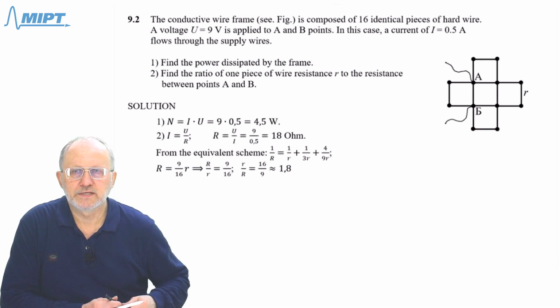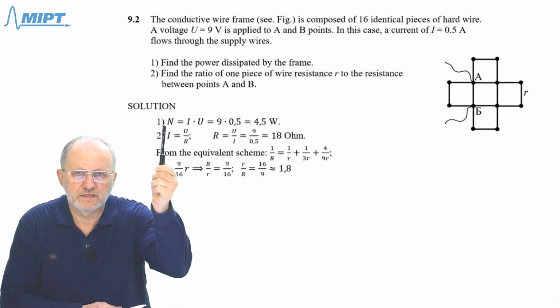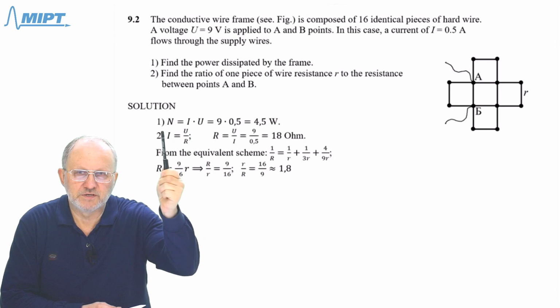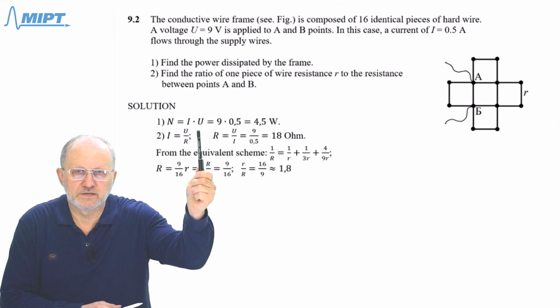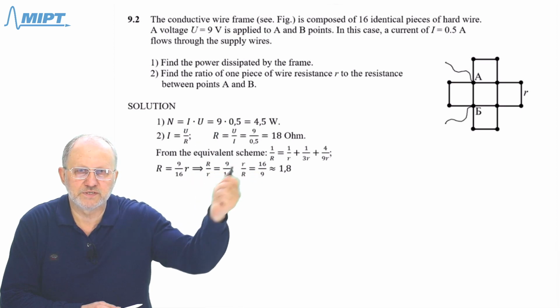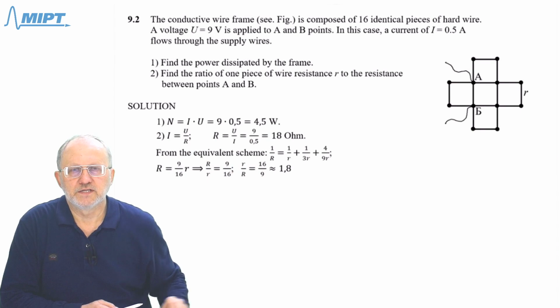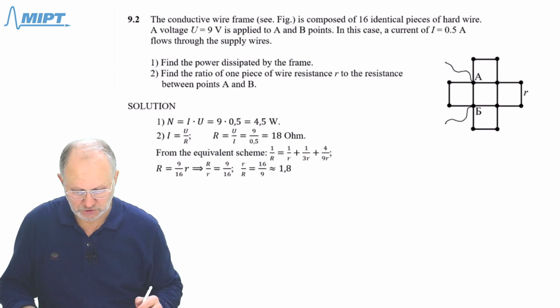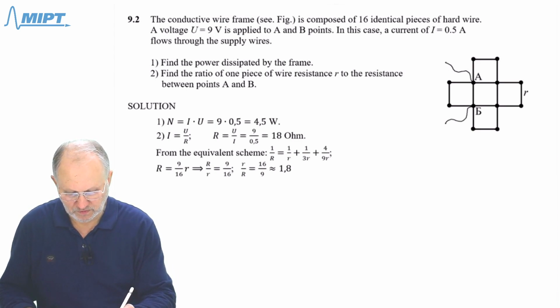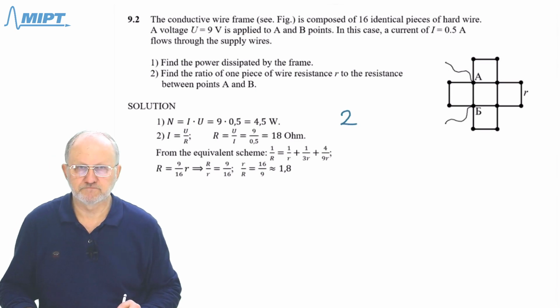The first question can be answered very simply because we have the formula for the power which is released in the resistor if the current I is flowing through the resistor and there is the voltage on this resistor, voltage U. Both quantities are given in this problem, so the answer is easily obtained. It's 4.5 watts. As this question is very simple, only 2 points will be given for correct answer to this question. The second question is much more complicated.